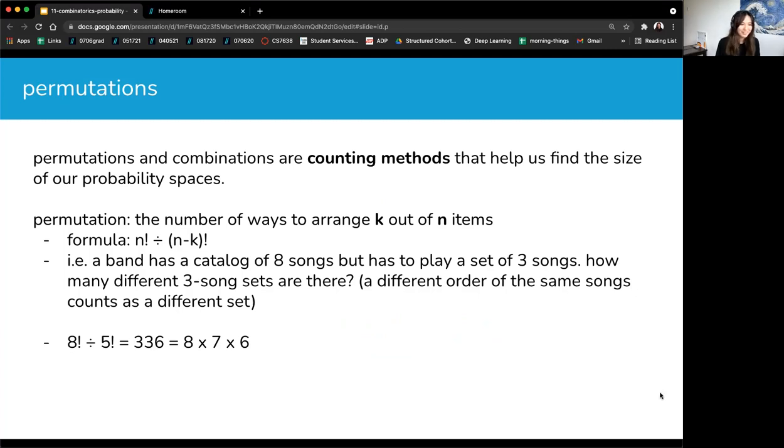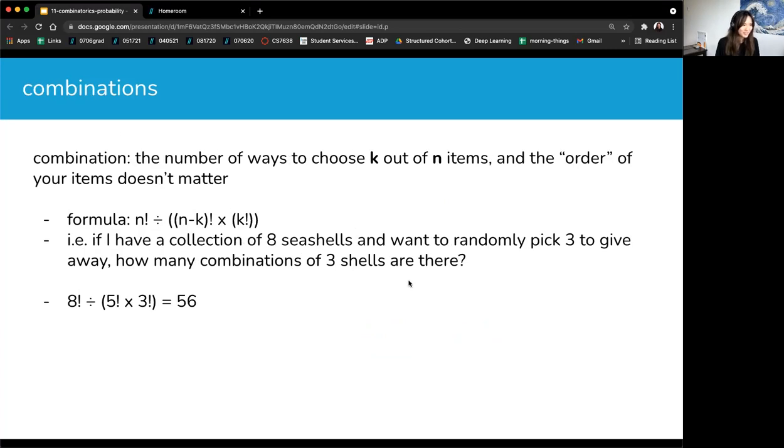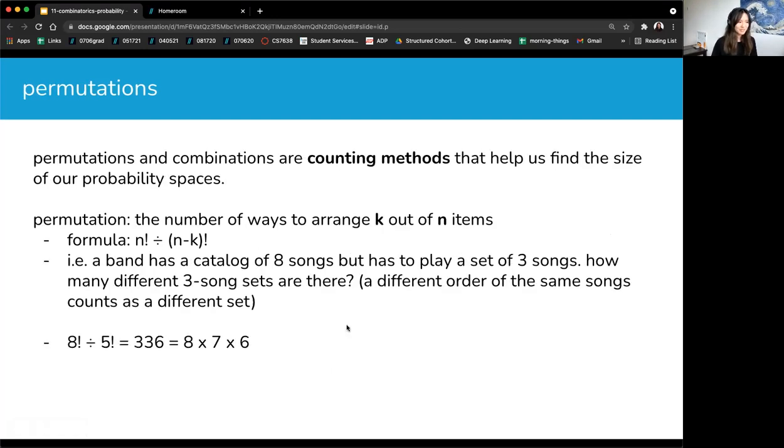There's one more counting method known as combinations. In combinations, it's kind of similar. It's the number of ways to choose k out of n items. However, in this case, the order of your items doesn't matter. So very, very similar setup. If I have a collection of 8 seashells and I want to randomly pick 3 to give away, how many combinations of 3 shells are there? That's the same as saying that ABC is the same as BAC.